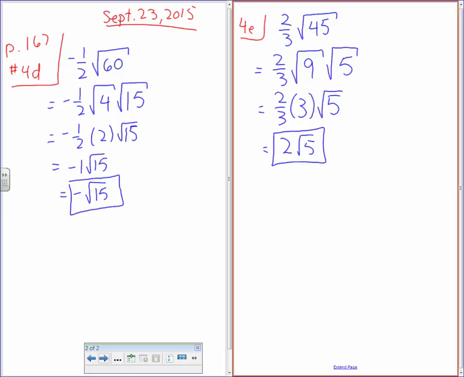So if they both can be broken down, you just keep them. Right on, yeah. All right, 6F.